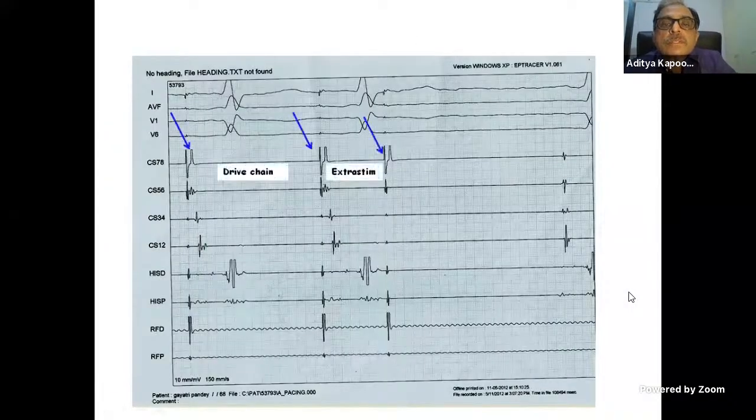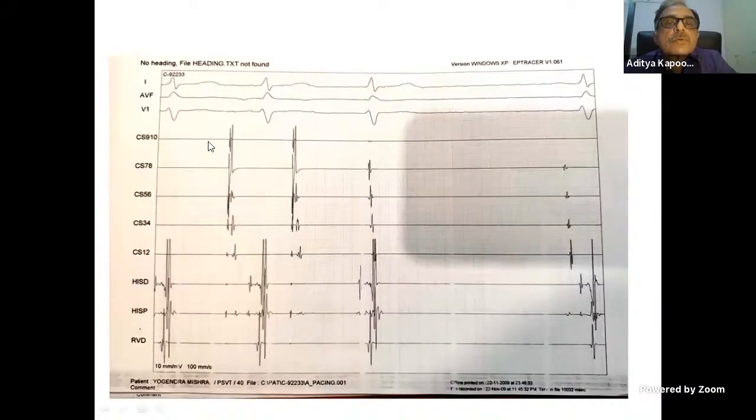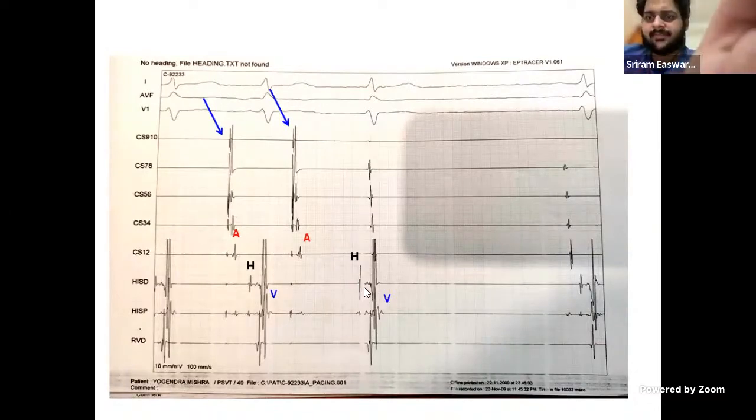So now consider this. Here, again, we are pacing the atrium. The pacing spike is lined up with the CS. So if you see here, this is the A, H, and V. Sriram, can you try and tell us? So this is a pacing spike. This is the A, and what else is happening over here? Has the AH prolonged? Yes, sir. So there is a significant AH prolongation.